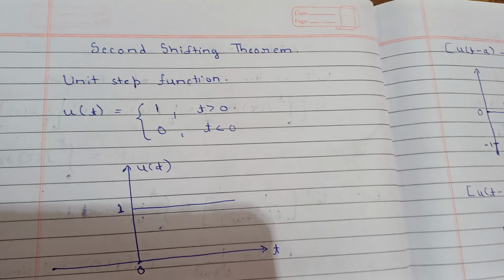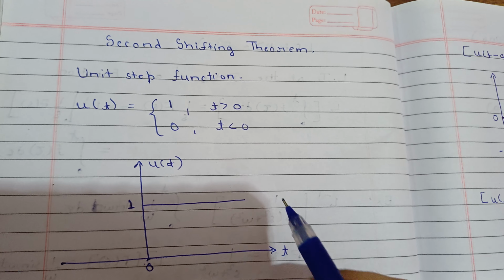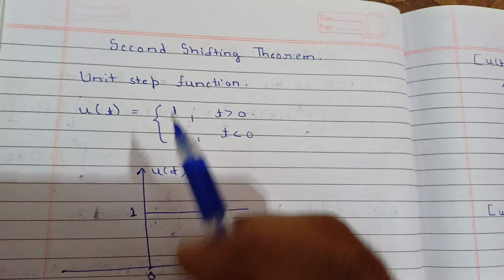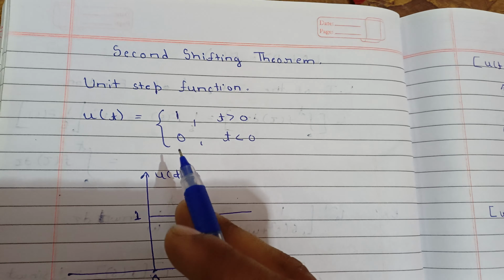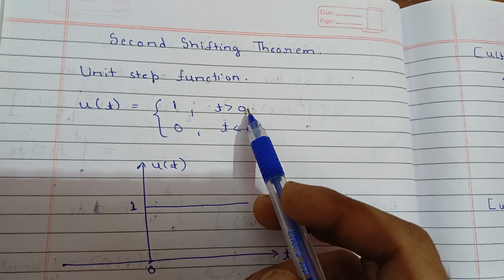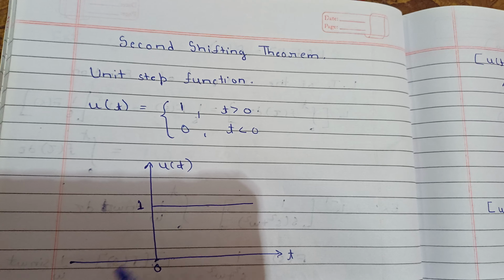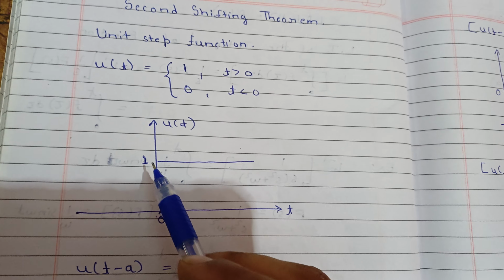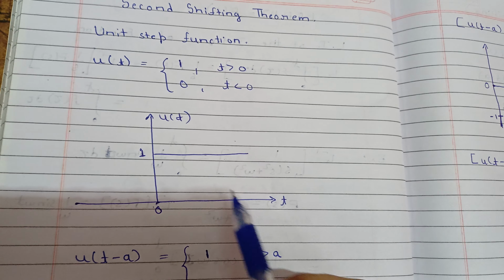Before that we need to understand what the unit step function is, because this theorem is completely based on the unit step function. The unit step function is defined this way: it will be 1 if t is greater than 0, and 0 for t less than 0. If we show it graphically, u(t) will be represented by this: 1 for t greater than 0 and 0 for less than 0.